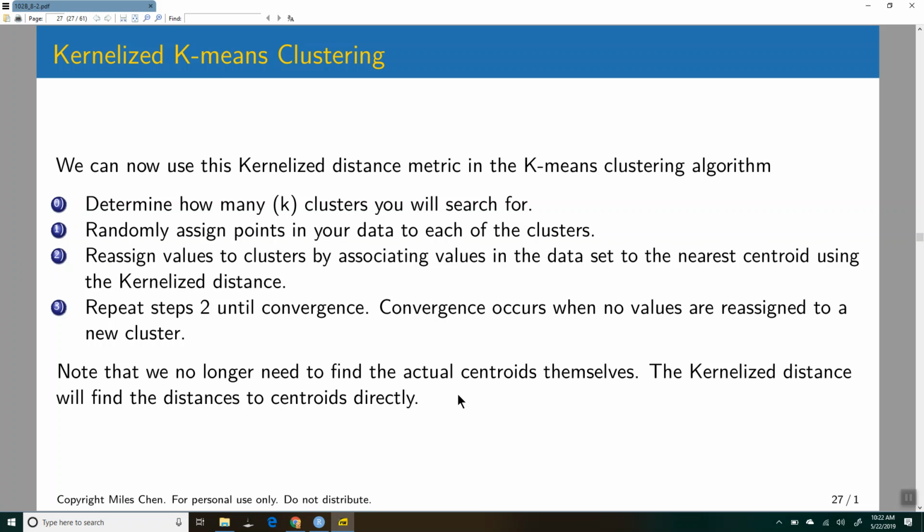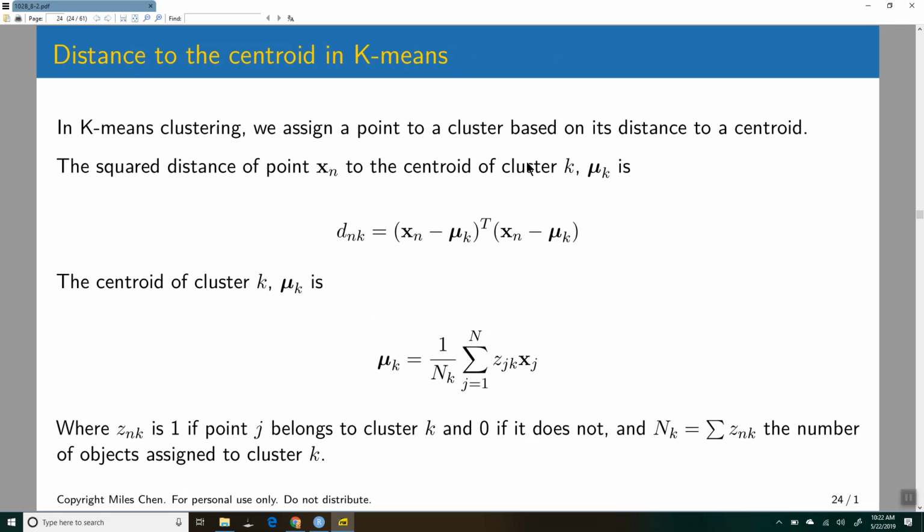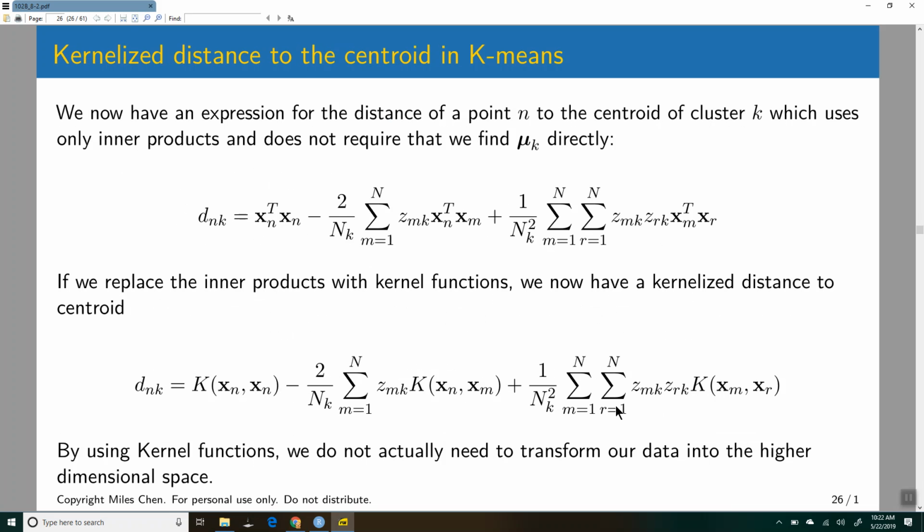And the difference here is that in regular K-means clustering, you would have to recalculate the centroids and then reassign the points. Here, we're just reassigning points based on kernelized distance. The kernelized distance doesn't require us to figure out mu sub k. There's no mu sub k. It used to be the distance was how far is x from mu sub k, okay? But we've expanded this all out so that mu sub k is no longer in here.